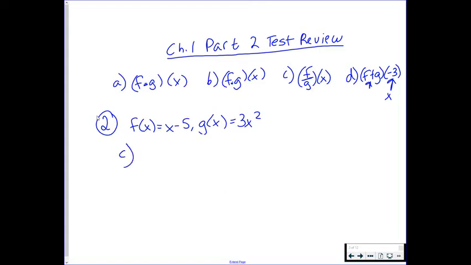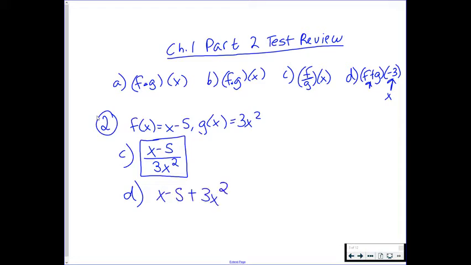Part C says to take f, which is x minus 5, and divide by g, 3x squared. Those do not have any greatest common factors, so I'm just going to leave it the way it is. Part D says to take f plus g, which is just like this. Take f of x and add it with g of x. There are no like terms, so I'm done with the addition part. Now I'm going to go back, and everywhere I see an x, put in negative 3. So in place of x, I put negative 3.